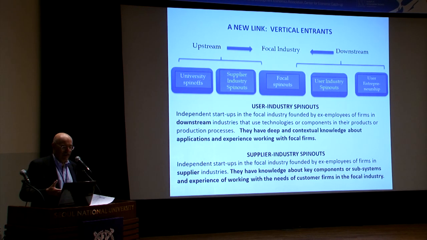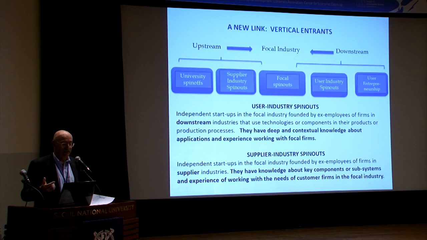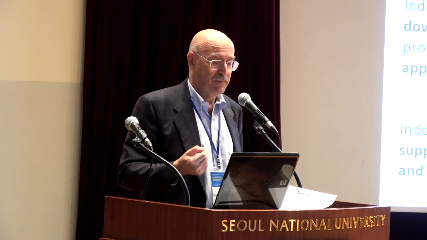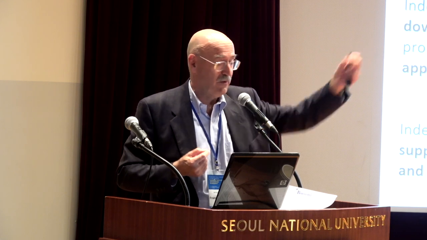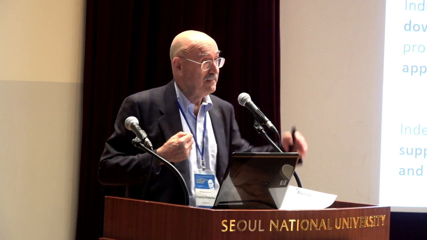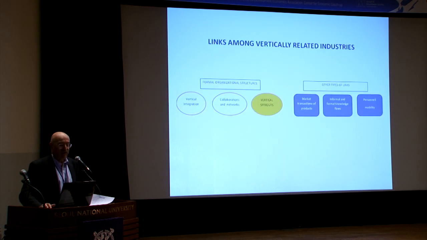In a sense, there are user industry spin-outs that are startups that are founded by ex-employees of firms in the downstream industries and move up. Why? Because they have a deep and contextual knowledge about application and experience working with focal firms that could be very important. And then supplier industry spin-outs, that is independent startups that move downstream from the supplier industry because they have knowledge about key components or subsystems and have experience of working with the needs of customers of the focal industry. We are talking about, again, a new category in addition to vertical integration, collaboration and networks that links industries.